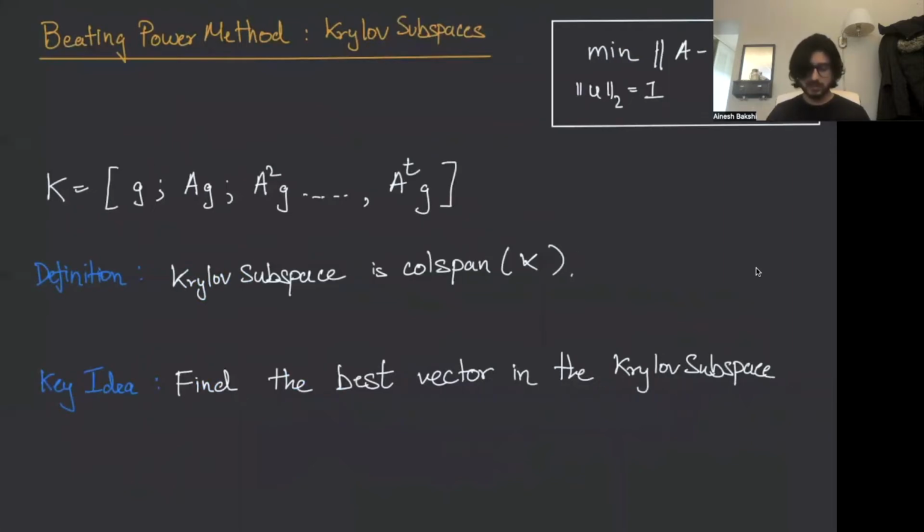But if you're familiar with working with power method and other numerical algorithms, you might be familiar with the idea of Krylov subspaces. A Krylov subspace has the following simple idea. It says instead of just keeping the last iterate, which is A to the t times g, which is this vector over here, we keep track of all intermediate vectors as well, and stack them up to form a matrix K. So this matrix K is known as a Krylov matrix, and the Krylov subspace is simply the column span of this matrix. Then the key idea in Krylov methods is to find the best vector in the Krylov subspace.